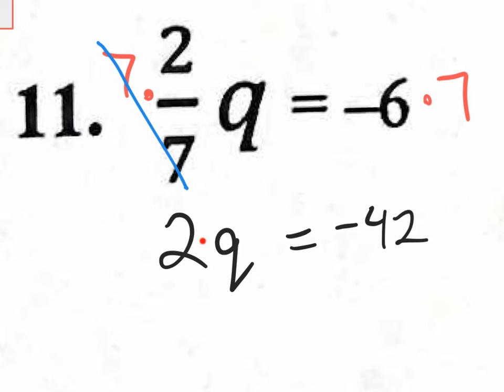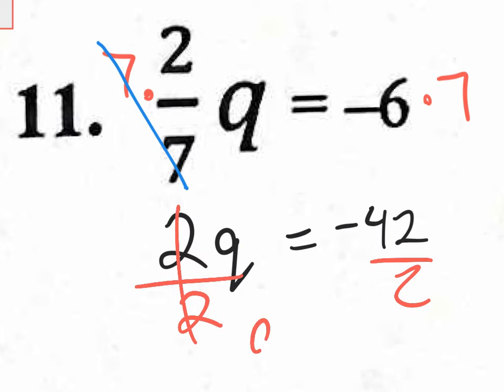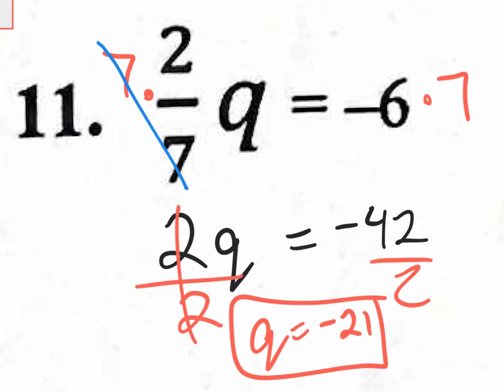It says 2 times q. Yeah, 2 times q. So you want to get rid of the multiplication, right? So how do you get rid of the multiplication? Using division. So that's why I put the division bar, which is really a fraction bar, divide by 2. And what you do to one side, do to the other side. The 2s cancel. Q equals negative 42 divided by positive 2 is negative 21. So q is negative 21.